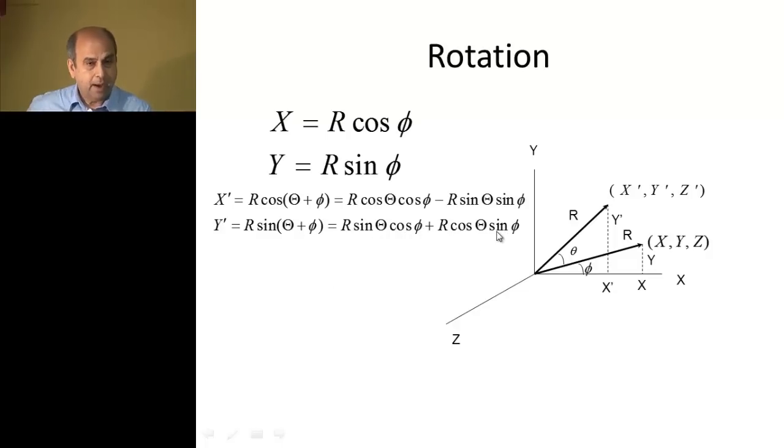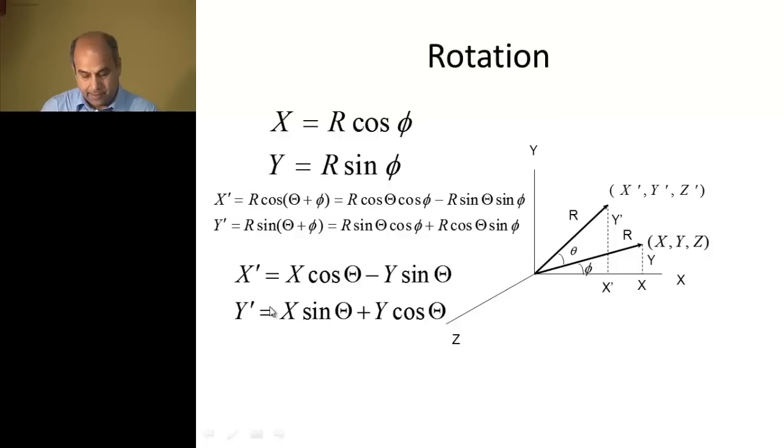So this is pretty obvious. You must have learned it in middle school. So now what we are going to do is take r cosine phi and put it as x, and r sine phi we will put as y. So then this simplifies: now x prime is given by x cosine theta minus y sine theta, and y prime is given by x sine theta plus y cosine theta.